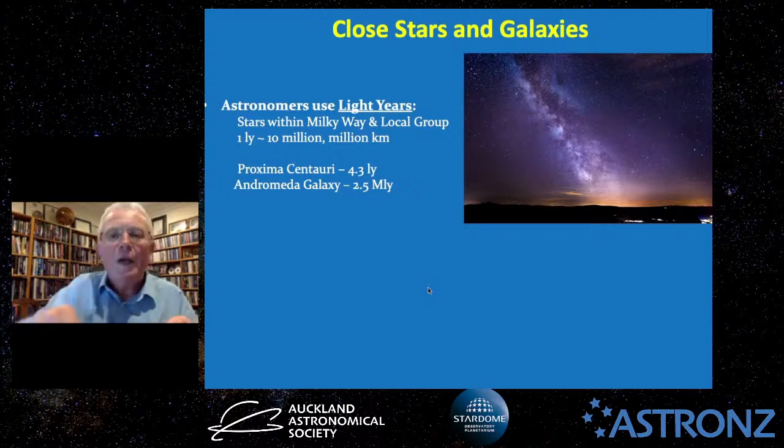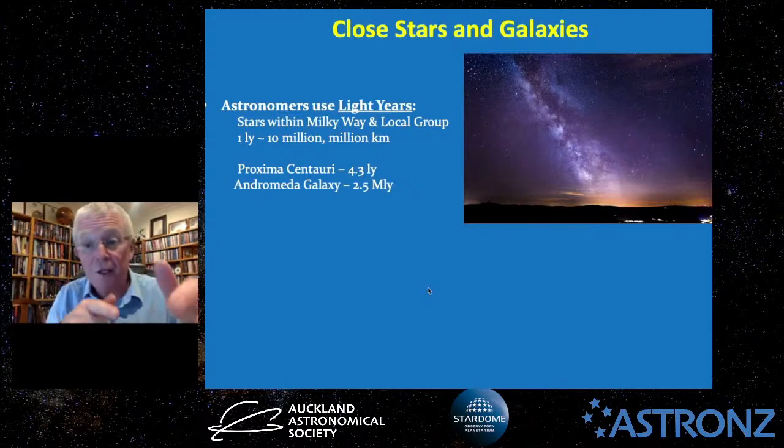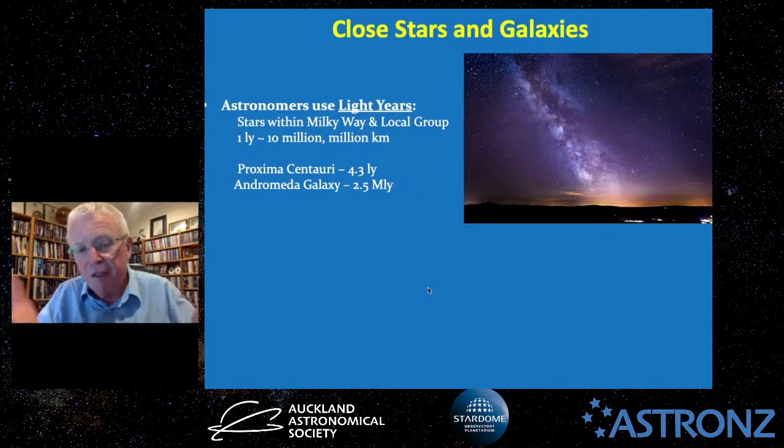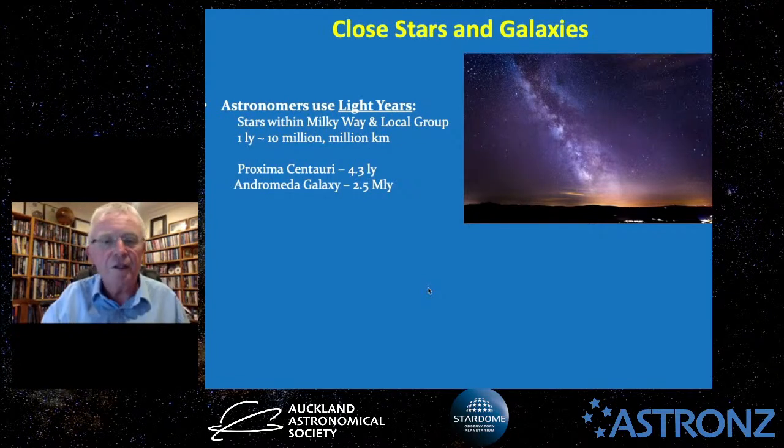Whenever you see a capital M in front of something, you pronounce that mega, and it means million. So you see that a lot in astronomy. You'll probably see it a few slides later on, and that just means 2.5 mega light years, which means 2.5 million light years.